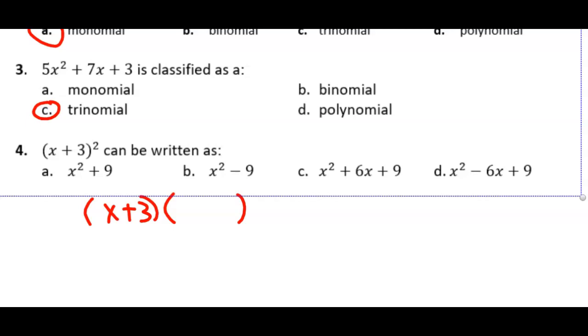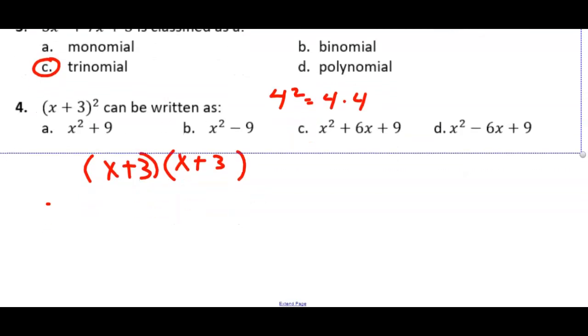What does 4 squared mean? It's 16, but what is 4 squared? 4 times 4. So if this is 4 times 4, then whatever's being squared is whatever times whatever, right? In this case, it's x plus 3 times x plus 3. I'd have to double distribute that to find out what my answer is.